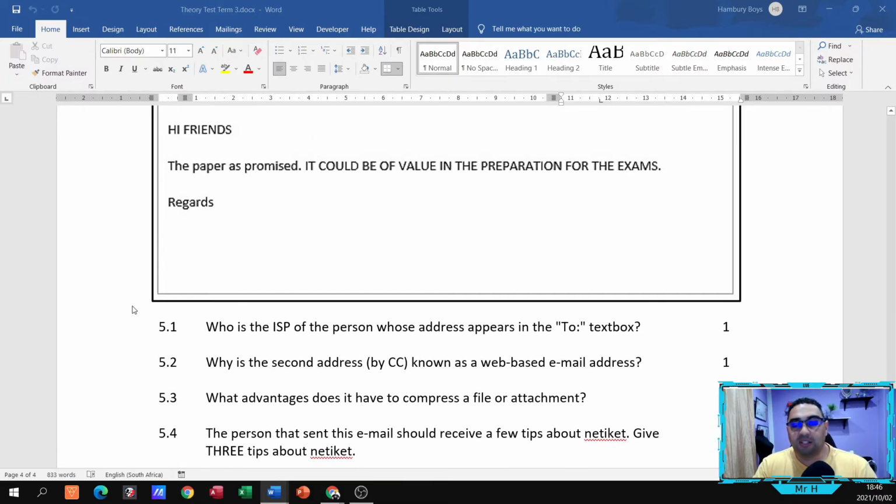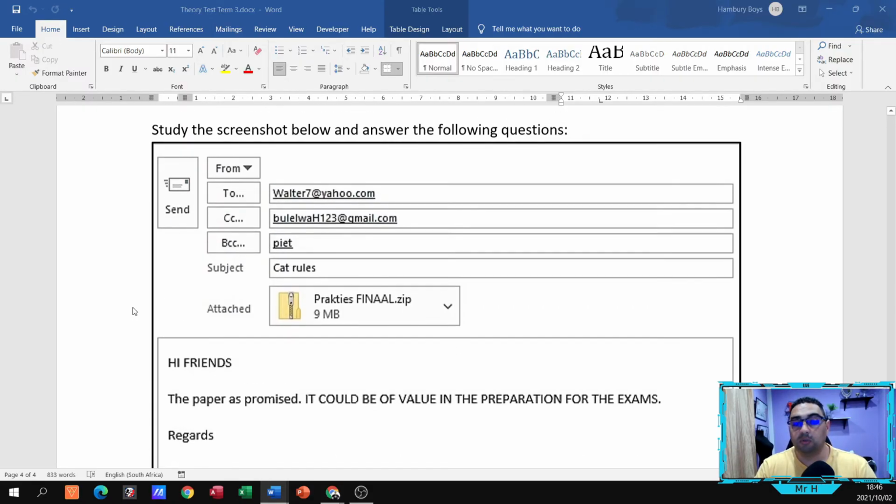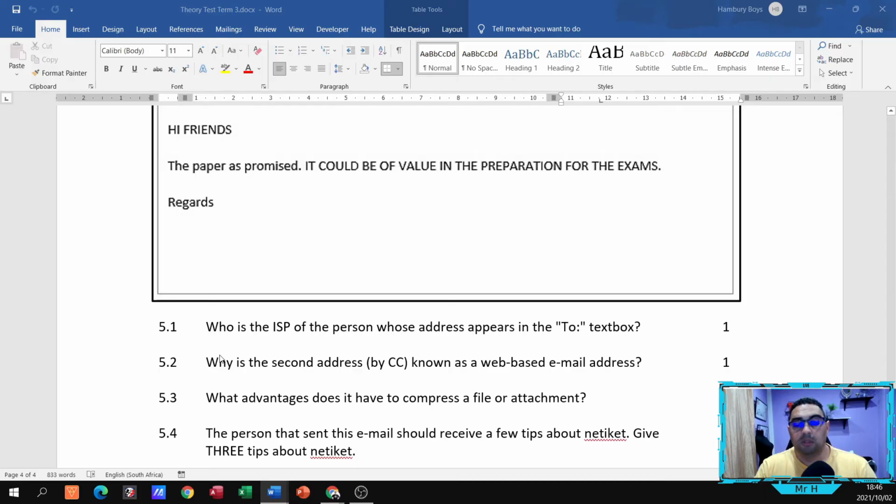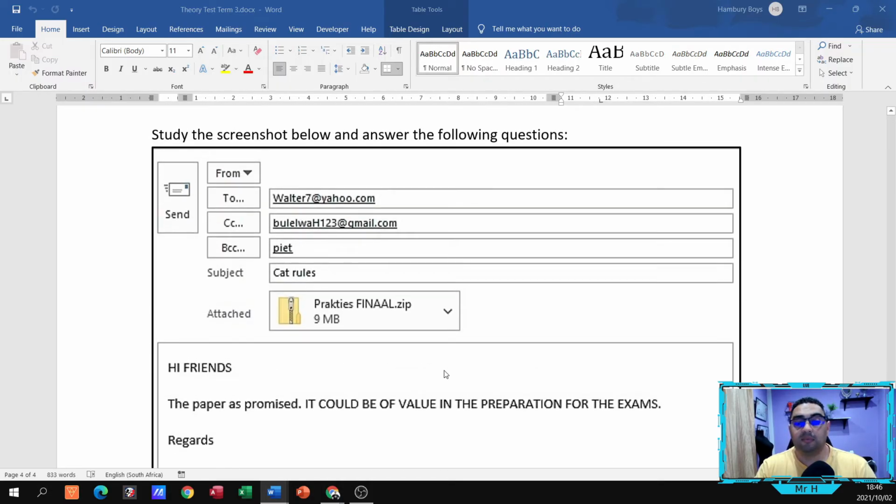Okay, so let's look at the questions. Who is the ISP, or the internet service provider, of the person whose address appears in 2? Well, we know that's Yahoo. Okay, we can see it there. It is Yahoo. Why is the second address by Cc known as the web-based email address? Because that's at gmail.com.